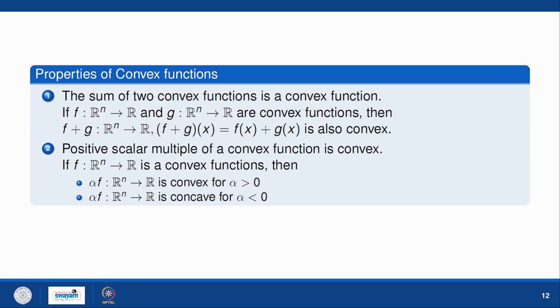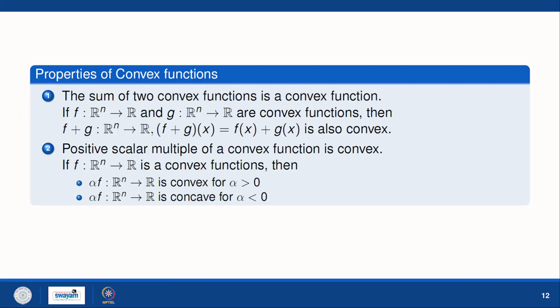So, here is a very simple property of convex functions which we can derive very easily using the basic definition of convex function. The sum of two convex functions is also convex. If you take f and g as convex functions and sum these two functions, then the resultant is also a convex function. And the second property is that alpha times a convex function is convex if alpha is greater than 0, and alpha times f is a concave function for alpha less than 0. One can easily prove these simple properties of convex functions using the basic definition of convex functions.